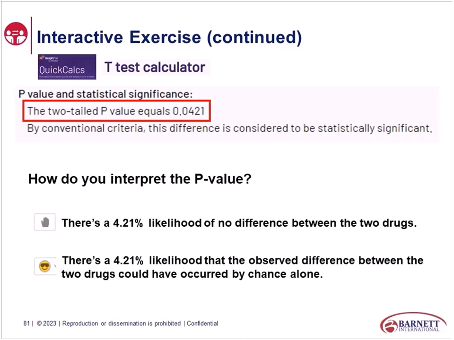So again, thinking about p-values in terms of percentages will get you much further ahead than just thinking about this dichotomy of significant, not significant.